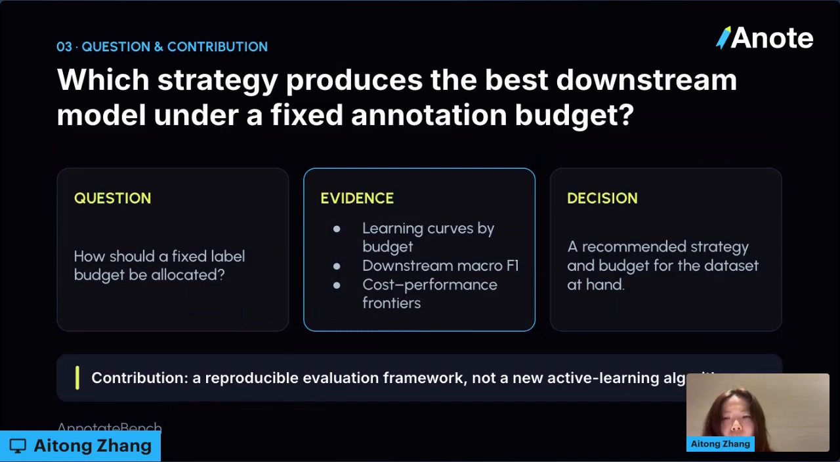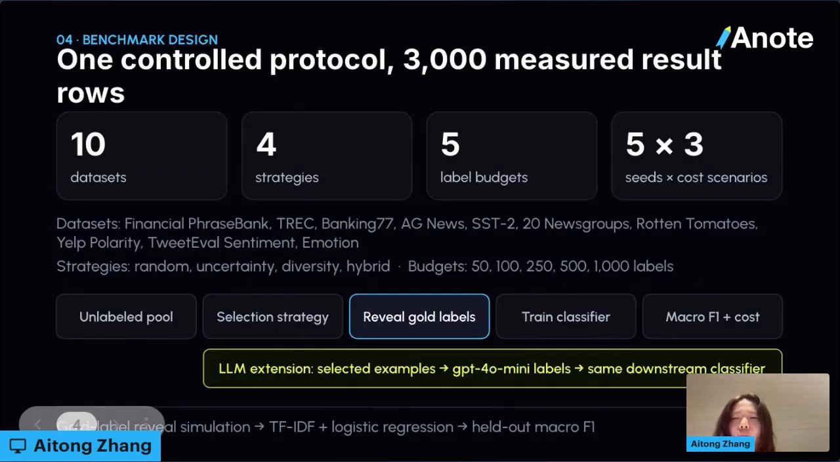To make that comparison more meaningful, we need to keep the rest of the pipeline controlled. These slides show that control design. Across 10 public text classification datasets, we compare four selection strategies and five labeling budgets. In each condition, a strategy selects examples from an unlabeled pool. We reveal the gold labels, train the same TF-IDF and logistic regression classifier, and evaluate macro F1 together with estimated costs. We repeated this across multiple seeds and cost scenarios, producing 3,000 measured result rows.